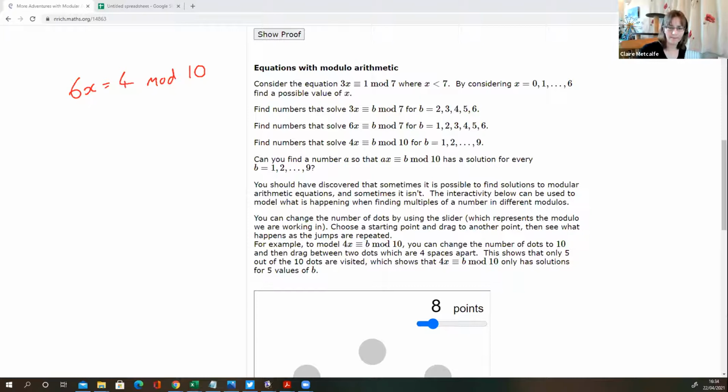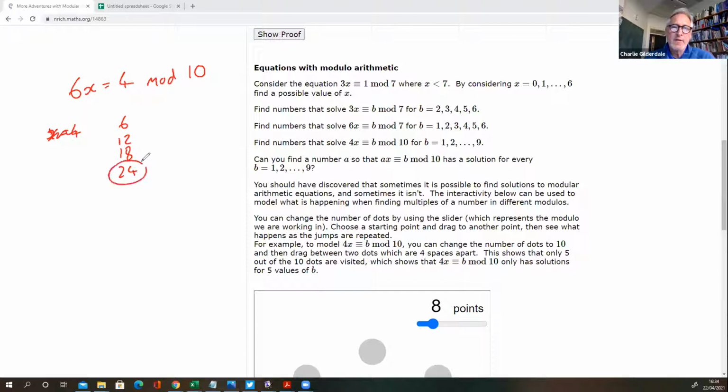Okay, so we've got some solutions coming in. Can I just check, Claire? One way that you would go about this is to say, okay, let's think about the 6 times table. 6 times 1 is 6, 6 times 2 is 12, 6 times 3 is 18, 6 times 4 is 24. 24, that's the same as 4 mod 10. Yep. And then I don't expect you to write the whole of the 6 times table, but dot, dot, dot.